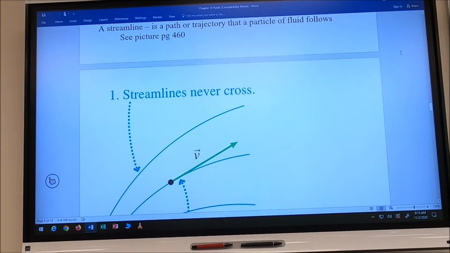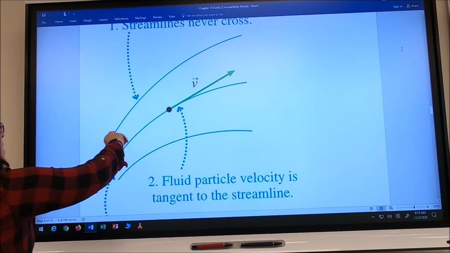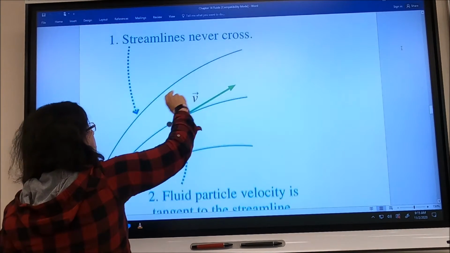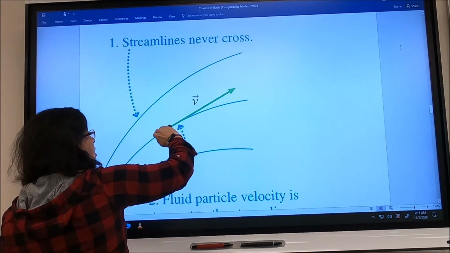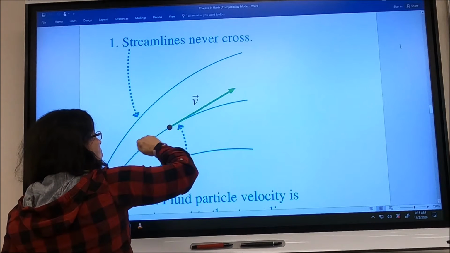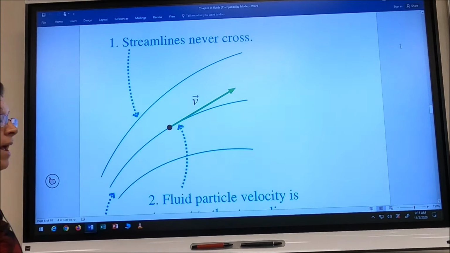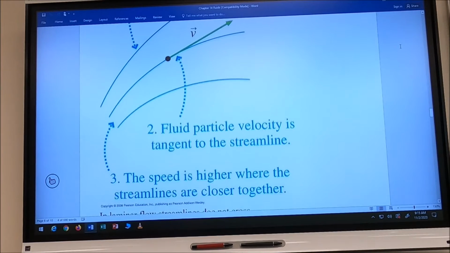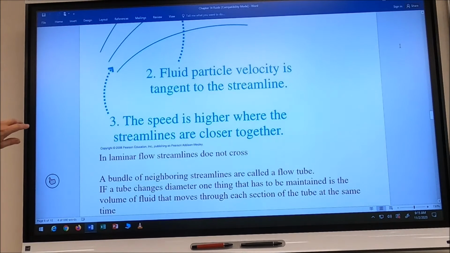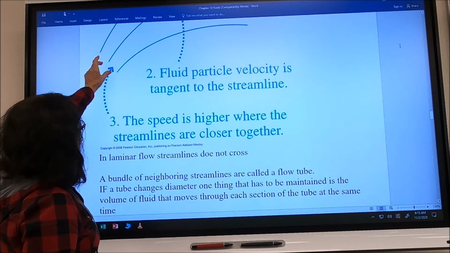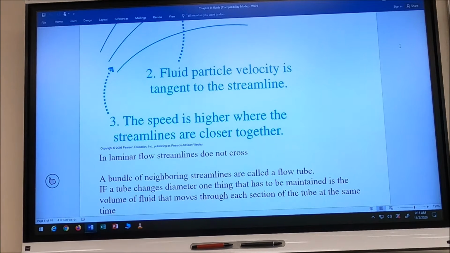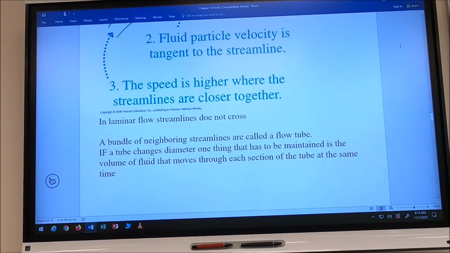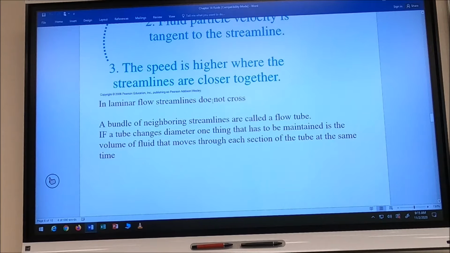So let's look at a picture, okay? So these are streamlines, all right? So a particle would follow that trajectory. At any point along there, the velocity of the particles would be tangent to that line, okay? Now, another thing when you see streamlines is if the lines are closer together, you have a higher speed than when they're further apart. In laminar flow, streamlines don't cross. In turbulent flow, they would. Okay?